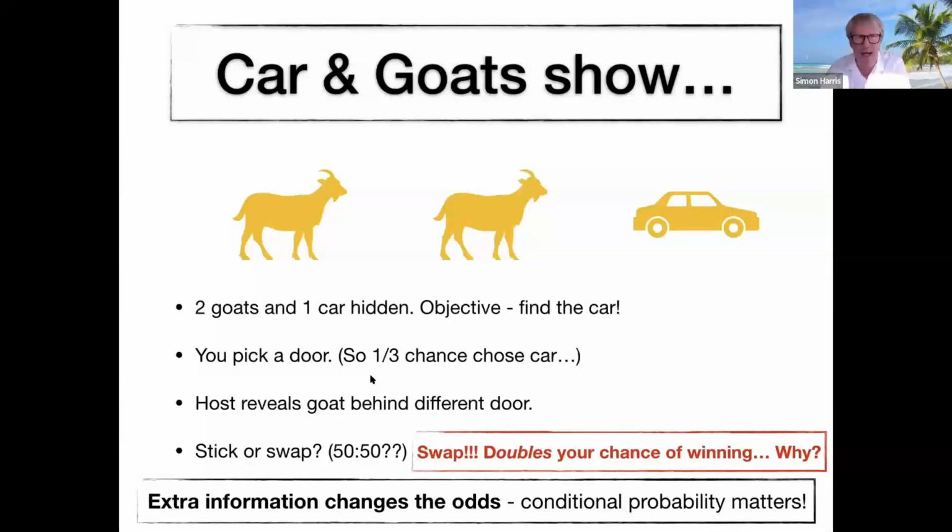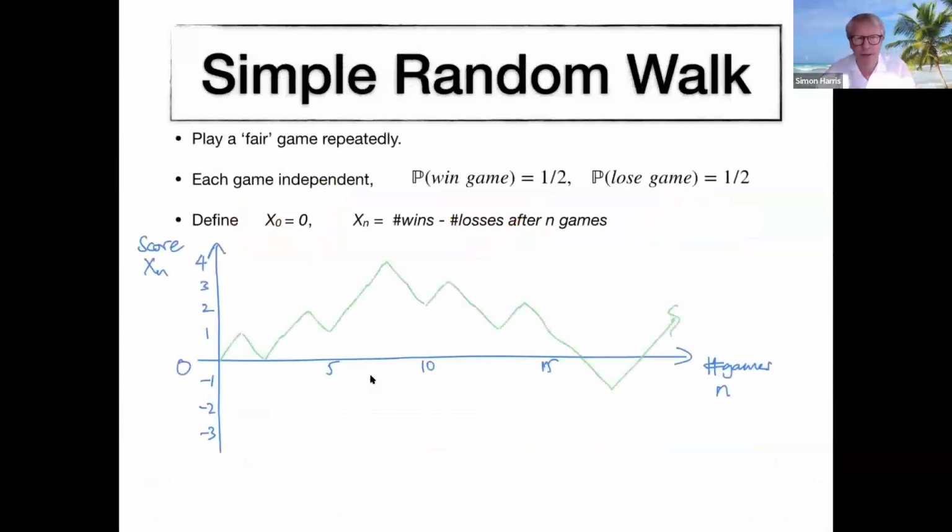Okay, so that's my little intro game. Now let's suppose that we're going to play another game, a fair game this time, and we're going to play it repeatedly. Each game is going to be independent. The probability we win the game, let's suppose it's a half. The probability we lose the game is a half. And we're going to keep track of the wins versus the losses. So I'm going to define a process starting at 0, at time 0, and then at time n, it's going to be the number of wins minus the number of losses I've had after the n games that I've played. So it's going to keep track of my winnings in a sense.